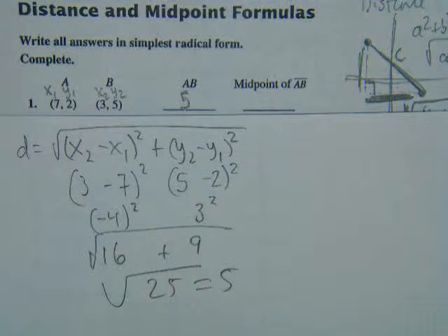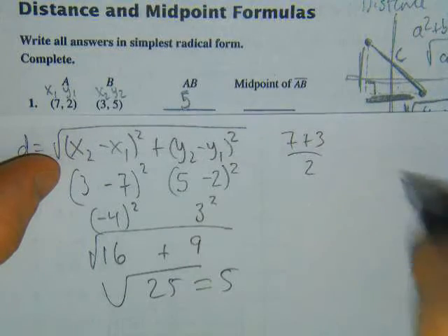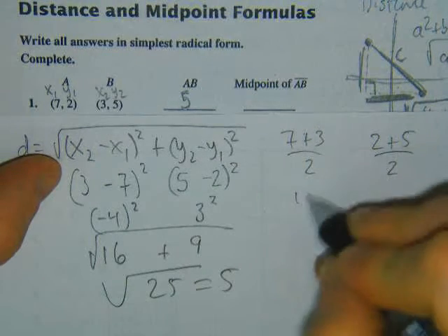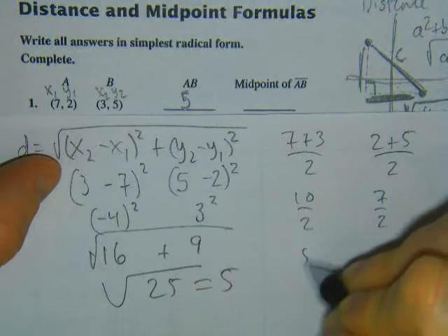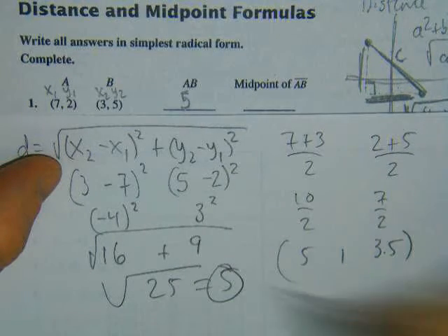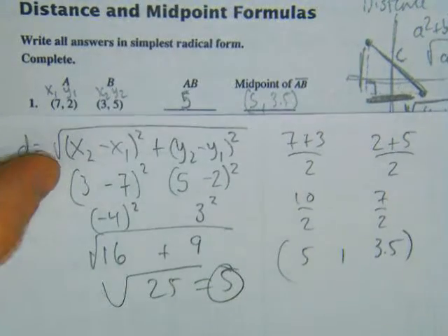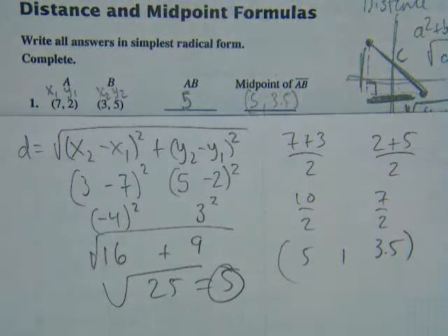Midpoint of AB. Oh, it's a midpoint. Again, this is, for me, the easier one. Take the x's and add them up. 7 plus 3 divided by 2. Take the y's and add them up. 2 plus 5 over 2. 10 over 2, 7 over 2. 5, 3.5. That's it. Alright. So midpoint, just add them up. Divide by 2, you get two numbers. Those are the coordinates of your midpoint.